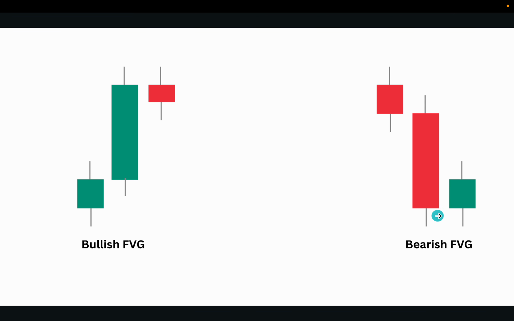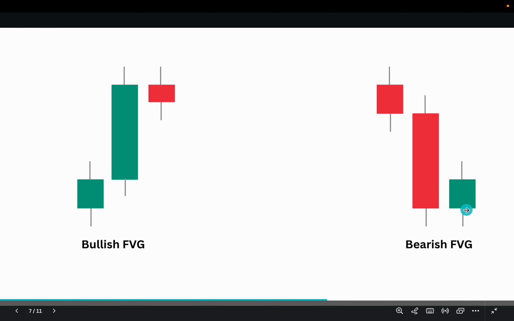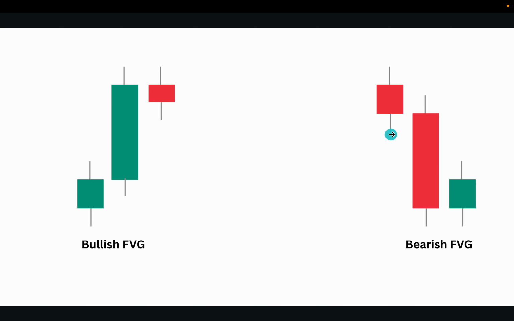Similarly, we'll have a bearish fair value gap, wherein the first candle could be anything, the second candle will always be an expansion, a bearish expansion candle, wherein the close is far below the open of the candle, and the third candle could be consolidation or it could be another expansion candle. So there is a gap between the first candle's low and the third candle's high. This gap is called a fair value gap. It is an imbalance in prices.